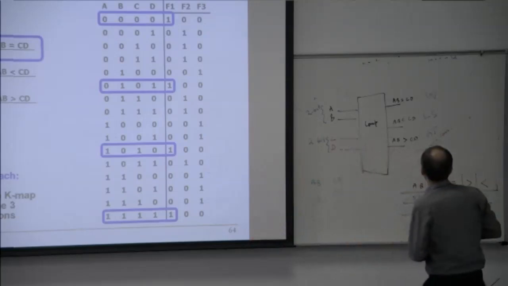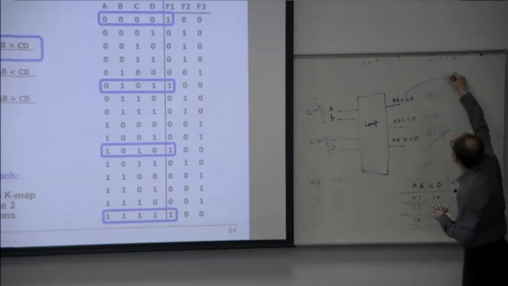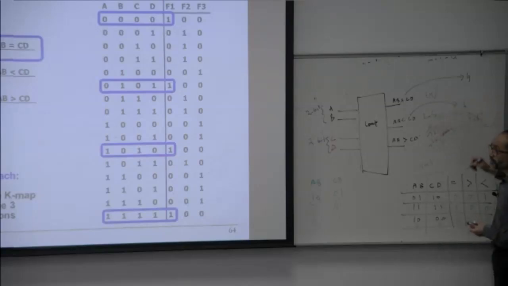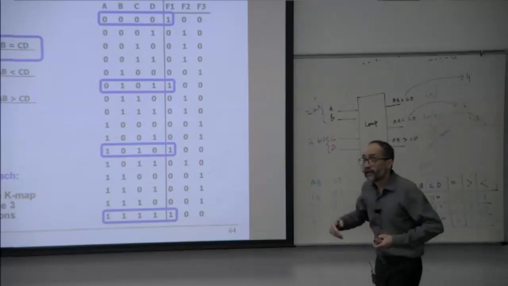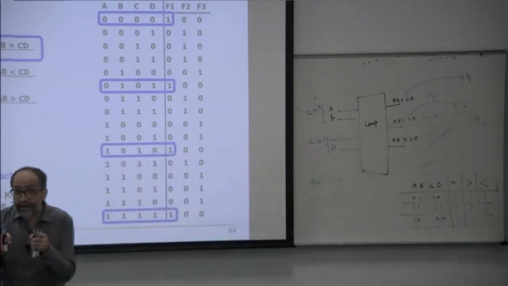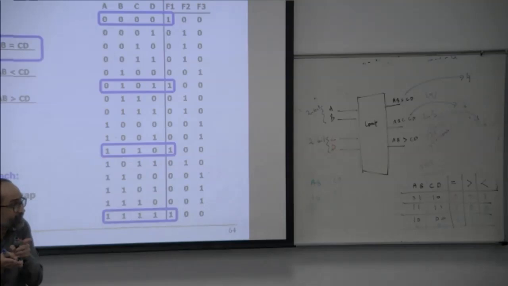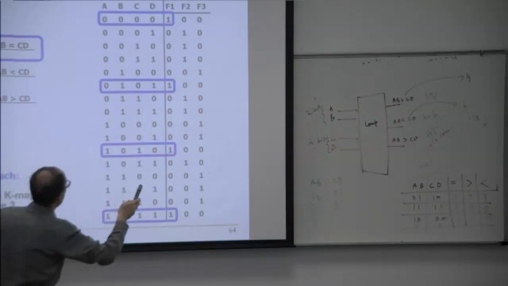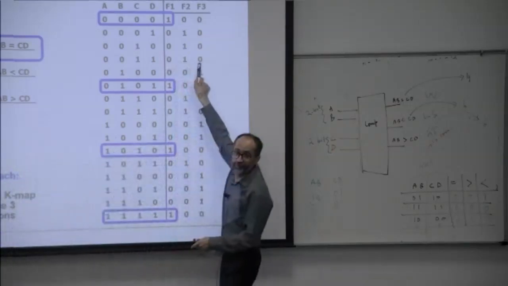So can we see here, AB equal to CD has 4 combinations, then 6, and 6. It means they are mutually exclusive events. If two quantities are equal, their greater than and less than will be 0. If greater than is 1, then less than and equal will be 0. So if you look at each row, the outputs are 0, 1, 0.